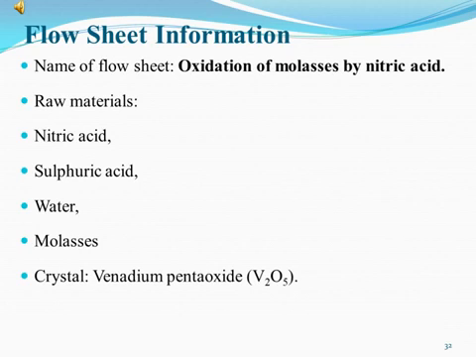Flow sheet information for the production of oxalic acid. Name of flow sheet is the oxidation of molasses by nitric acid. Raw materials which are used for the production of oxalic acid are nitric acid, sulfuric acid, water, and most important is the molasses. The crystals used are vanadium pentoxide, which also act as a catalyst.